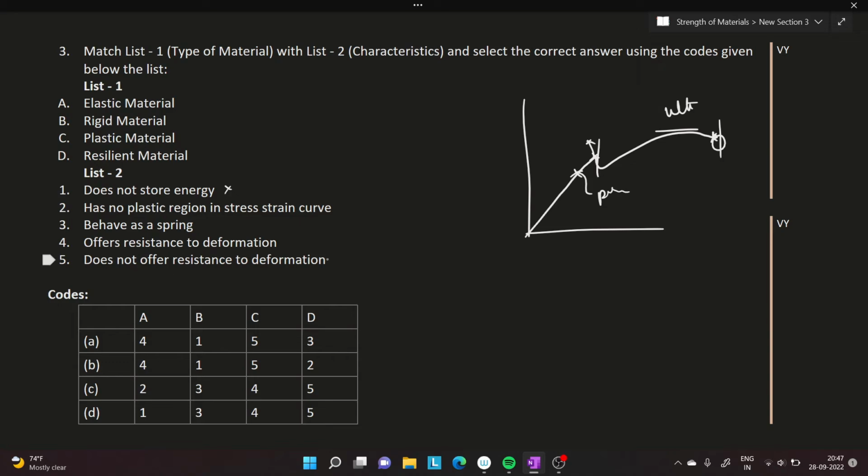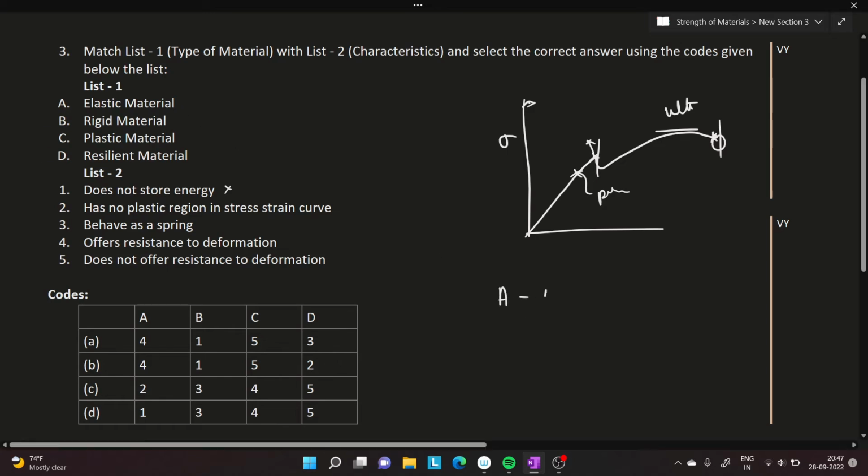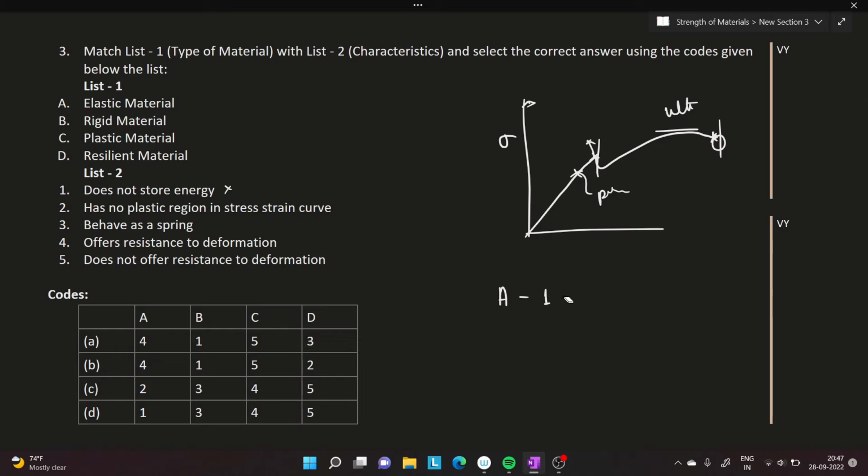Does not offer resistance to the deformation. Obviously we do have some stress given. The stress is nothing but resistance to deformation. So here we do have stress. Comparing all the 5 options, option 4 is going to be a much better suit for this elastic property. So let me write it down. For A, it is going to be number 4, this guy, right?